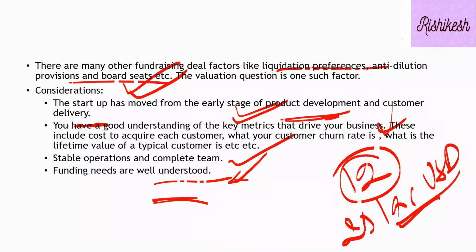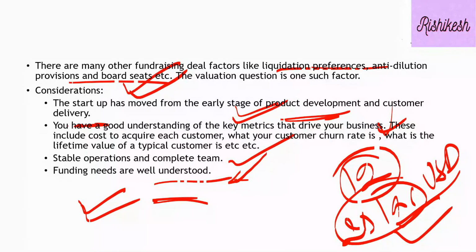You can be clear about this thing only if your startup is operational, is running, you have got some key metrics at hand, and this is what my planning is going to be: to increase the geographical area which this startup is serving, or maybe to increase the team, maybe to diversify the product, etc., etc. And that is why you have a clear picture of the funds that you will be needing in the coming 12 months. So your funding needs are well understood. This is, again, one consideration.